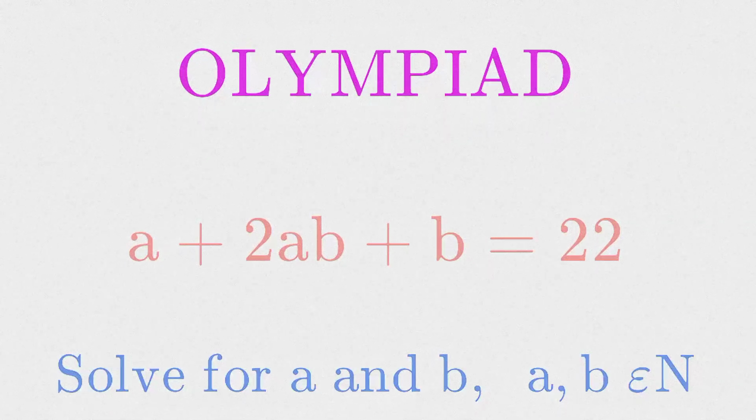Find two natural numbers a and b such that a plus 2ab plus b is equal to 22.